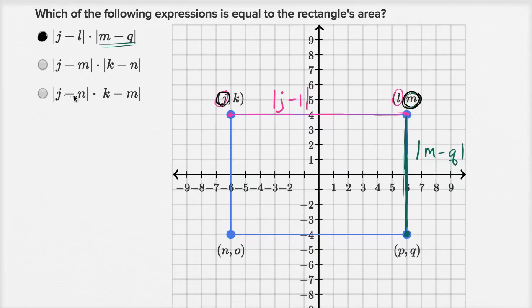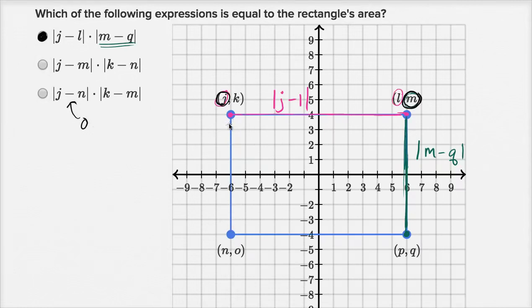Here you're saying the absolute value of j minus n. Well, their x coordinates are the same. So this we actually know is going to be 0. j is equal to n. They're both equal to negative 6. That's not going to give you the length of this line because we have no change along x here. All the change is along y.